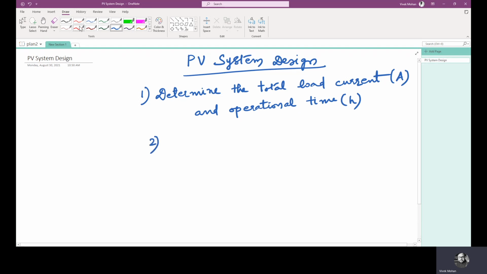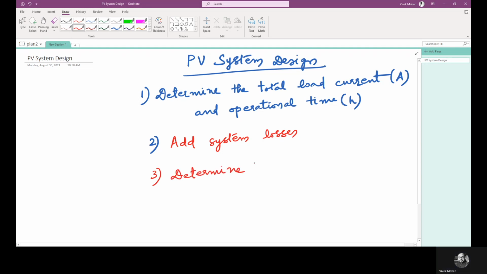Now the second step, add system losses. We should design the capacity so that it can compensate for the network losses also. So we should have an idea about the system losses in terms of percentage. That is enough.